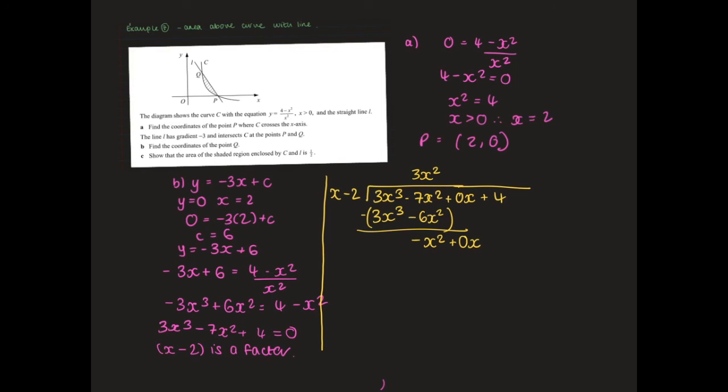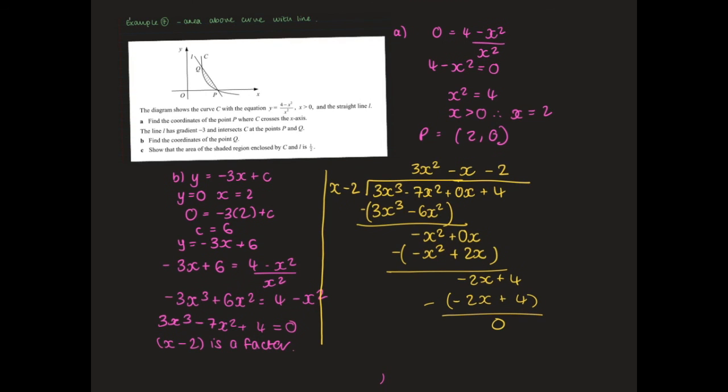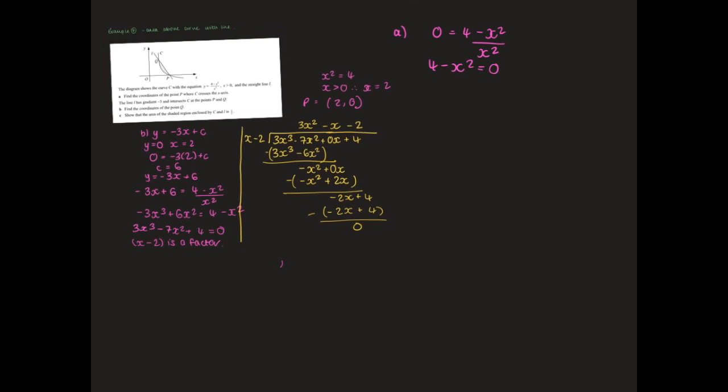So what do I need to multiply x by to get minus x squared? It needs to be minus x. I end up with minus x squared plus 2x. And I'm going to take that away. So I end up with minus 2x here. Bring down my plus 4. So I need to multiply x by minus 2 to get minus 2x. End up with that. And that's all done. Just give myself a bit more space here.